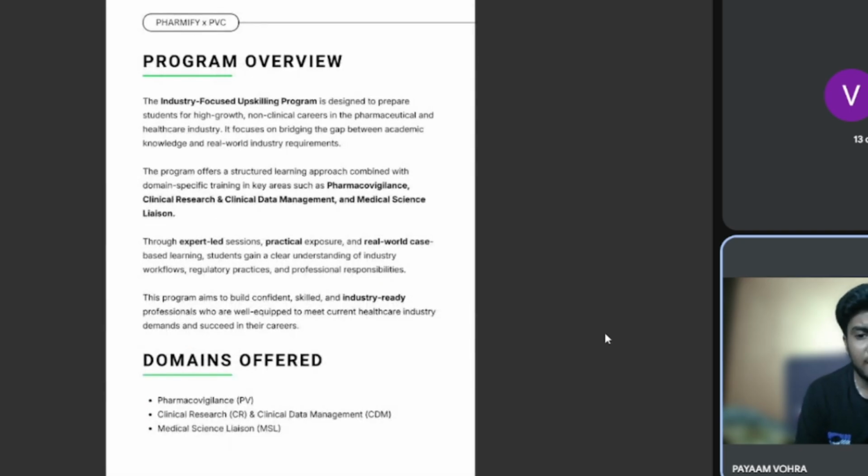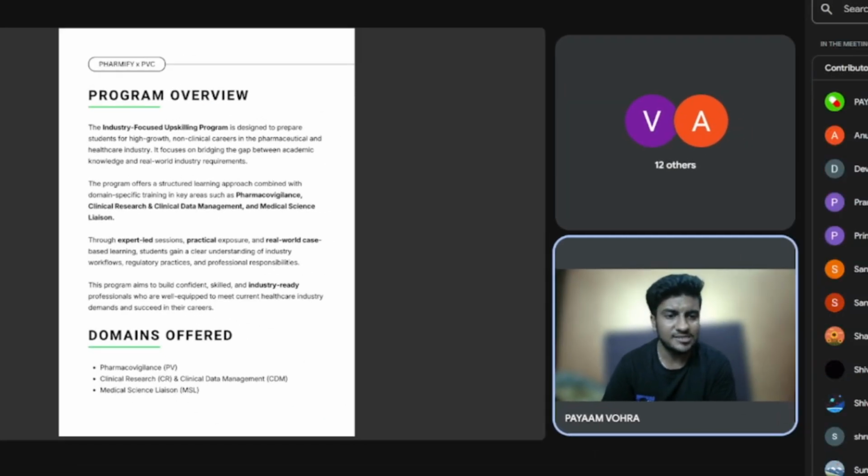Moving forward, we have three different programs. The first program that we offer is Pharmacovigilance and Safety Associate. The second program is Clinical Research and CDM. And the third is Medical Science Liaison.